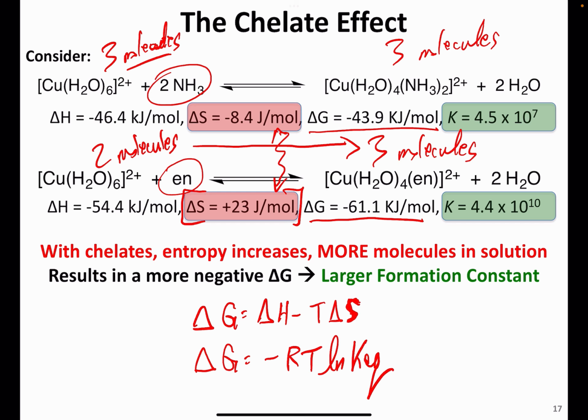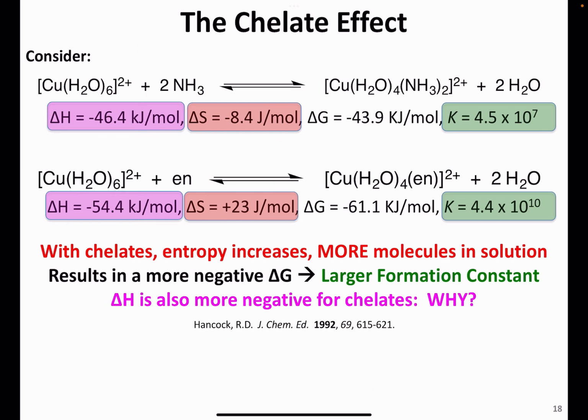When it displaces 2 water molecules, you get a much bigger gain in entropy. The entropy goes way up. You're starting with 2 molecules, getting more disordered and moving to 3 molecules. And therefore, the delta G is significant. If you look at the actual values here, notice that the enthalpy is also much more favorable in the case of chelates. Now, why is that? The delta H is also more negative for chelates. Why would it be more thermodynamically favorable to start forming rings?